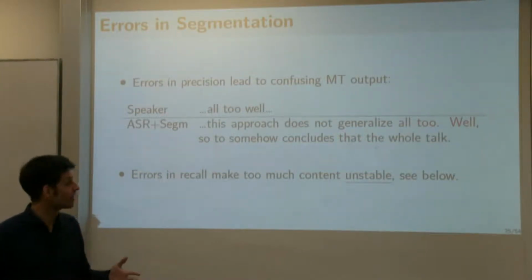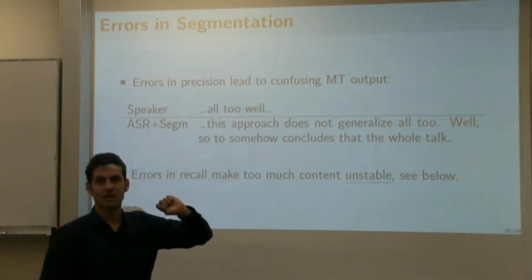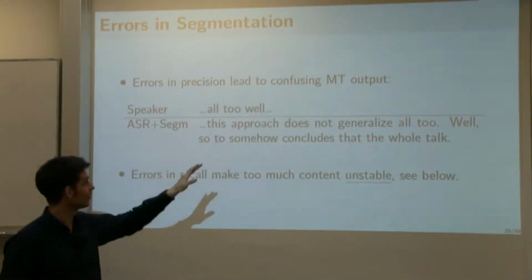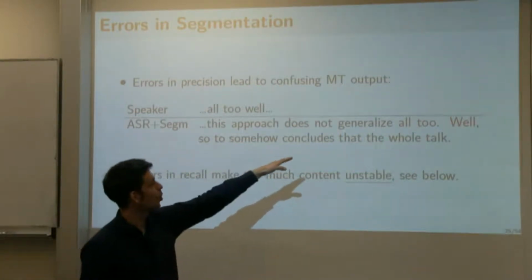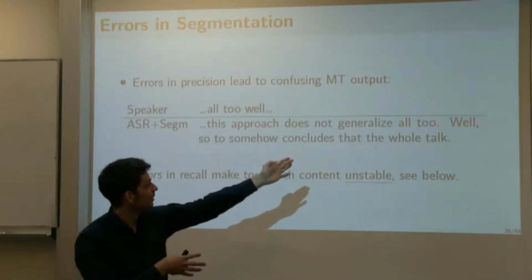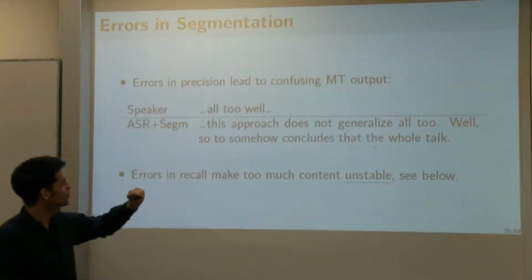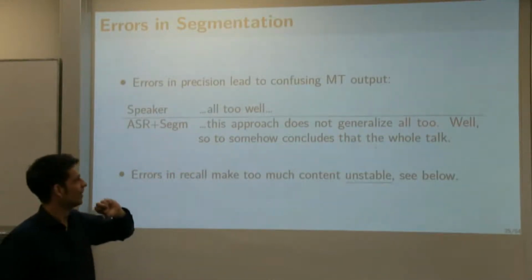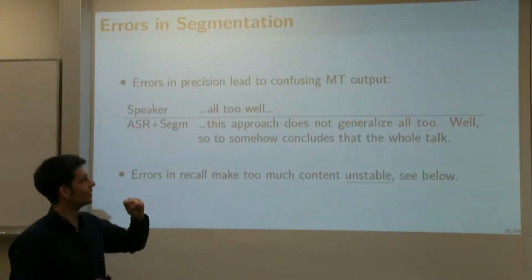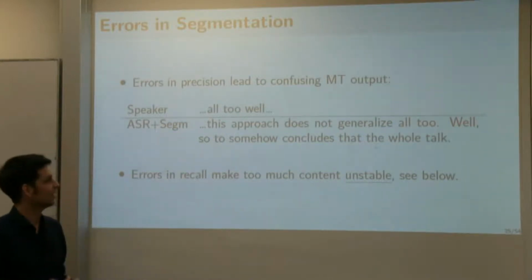and these filler words were then uttered and correctly recognized, and the problem was that the segmenter decided to put a full stop after that "all too". So what came out of that was, "this approach does not generalize all too", and that was shipped to translation, and then the next sentence was, "well, so to somehow conclude the whole talk." So here you see the disfluency, and also this "well" was simply misplaced in the output.